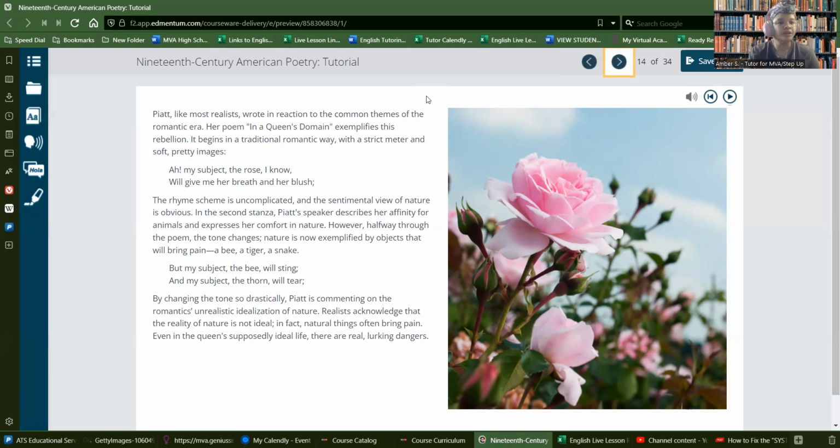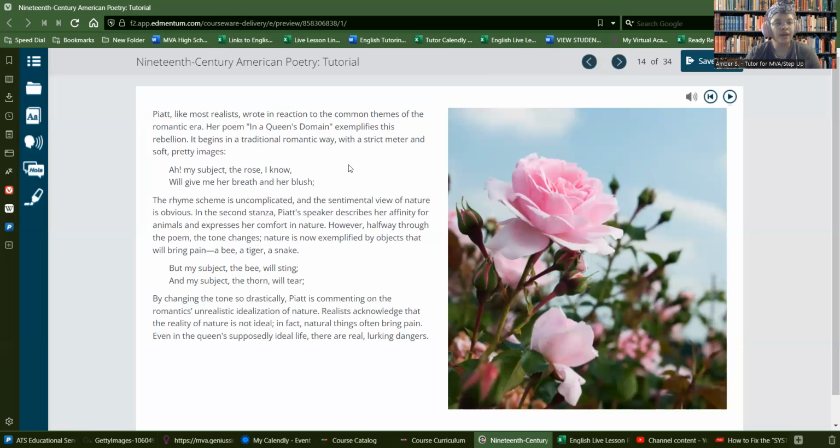So just going over this slide 14, it tells you that this poem starts off with a traditional romantic format. So it starts with a strict meter. Meter is like the rhythm of the words, how many syllables are in it, and the kind of sounds that they have. And then it has soft, pretty images. So basically, she starts this off like a romantic poem. There's the image of flowers, roses, and they give you the excerpts here. "My subject, the rose, I know will give me her breath and her blush."